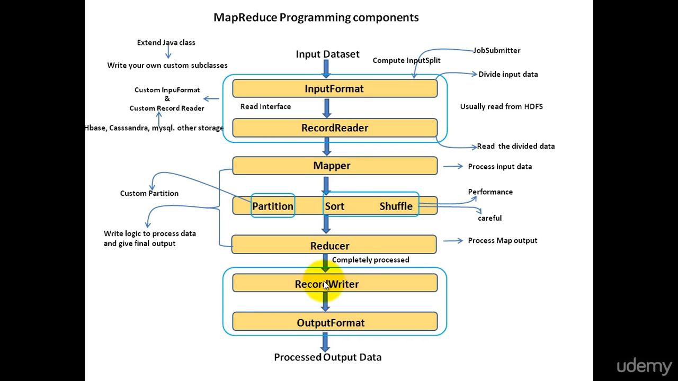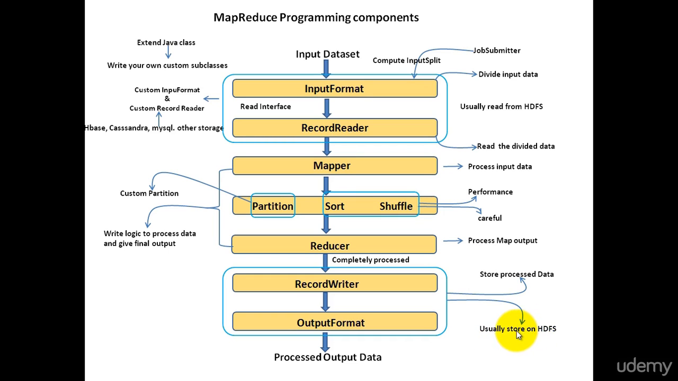This is where record writer and output format comes into picture. As input format and record reader is used to read the input data, record writer and output format is used to store the processed data. Usually processed data is stored in HDFS.